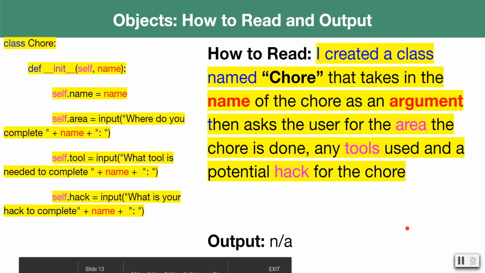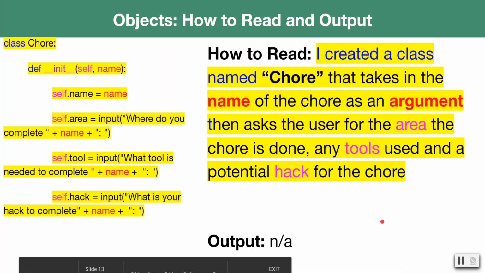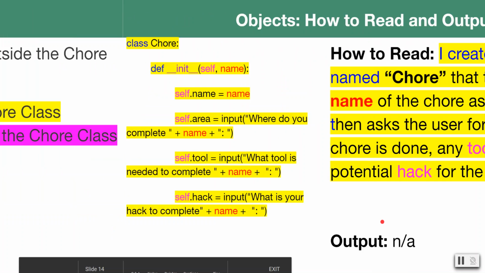All right, so how to read. I created a class named chore that takes in the name of the chore as an argument, then asks the user for the area the chore is done, any tools used, and a potential hack for the chore. So when you're putting in the hacks when you're trying this out, you can put not available. It's not important right now, but it will be later on. So just pay attention to how it is done. And there's no output here.